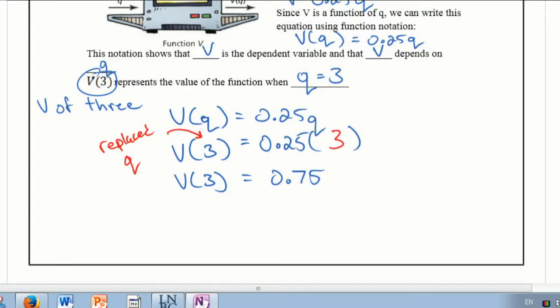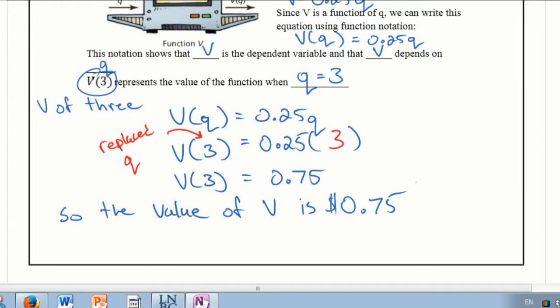We should probably write it like a general statement here. So the value of V is $0.75 when Q is equal to 3, or if we have 3 quarters.